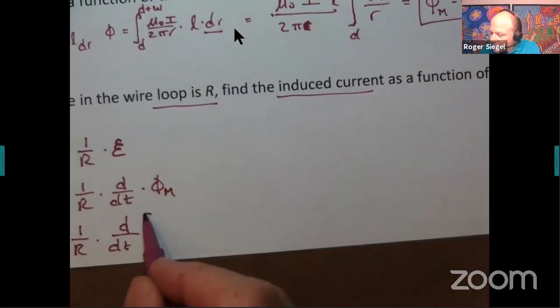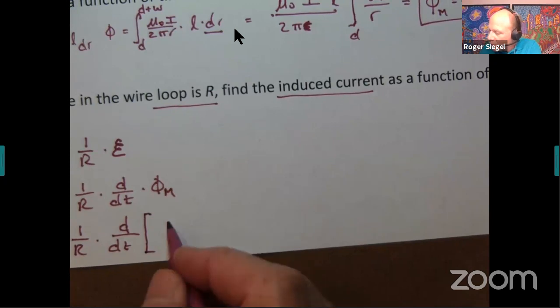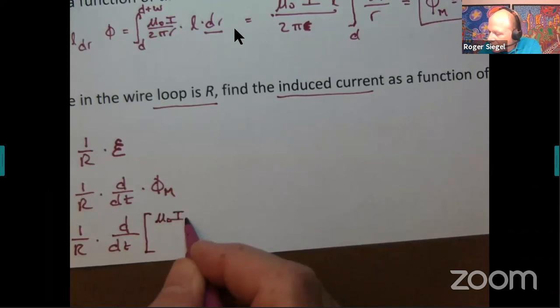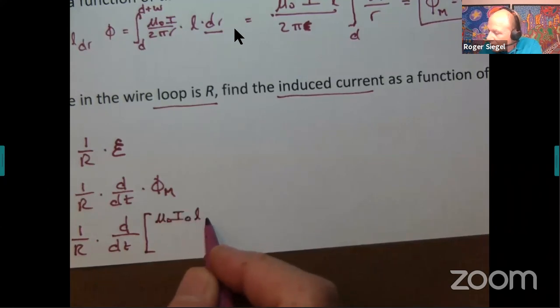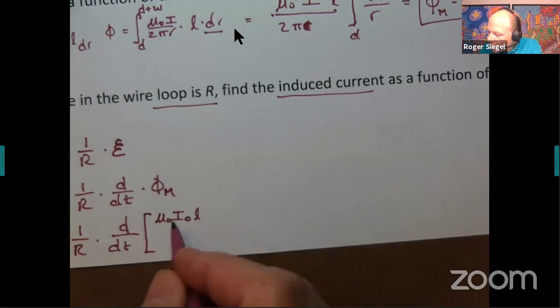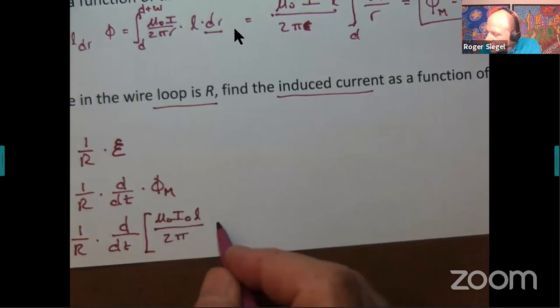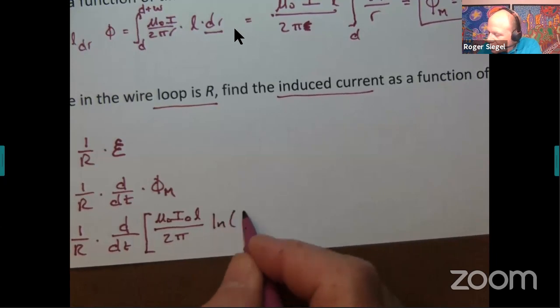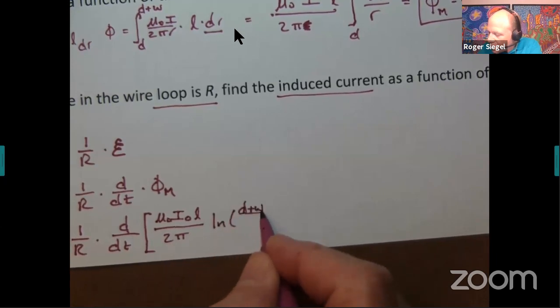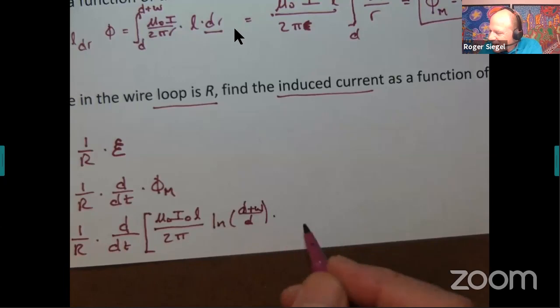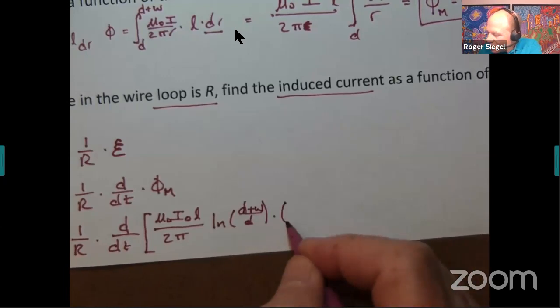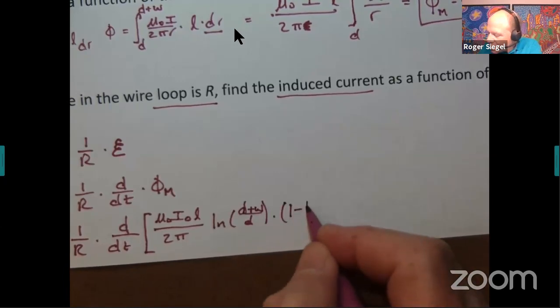And so we're going to take the d dt of this flux, which is, let's see, we have mu naught, I naught, L over 2 pi, ln of d plus w over d, times 1 minus kt.